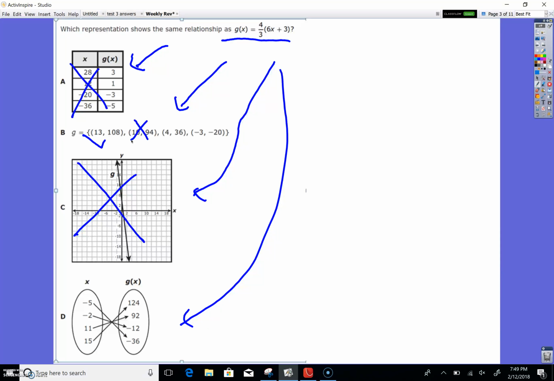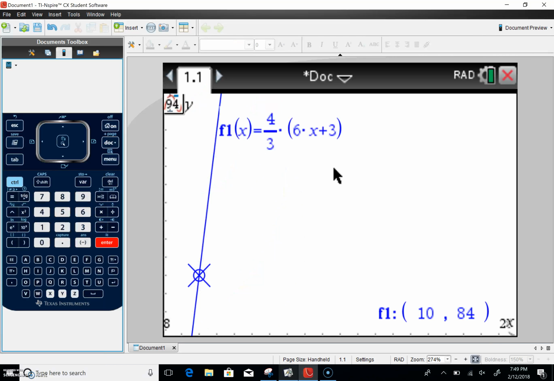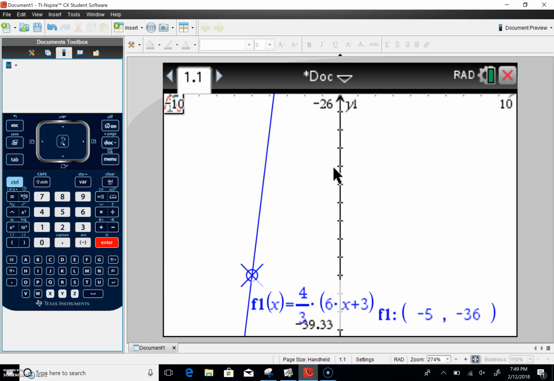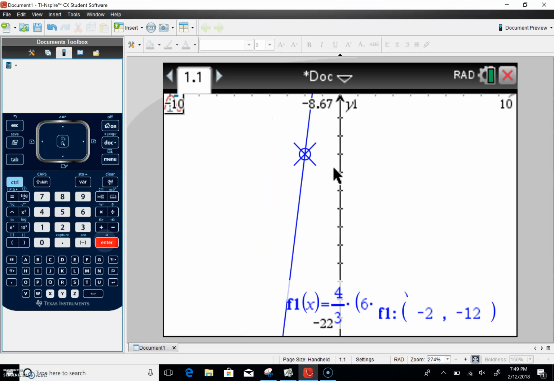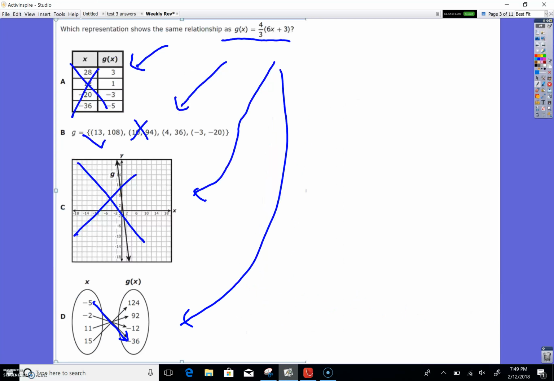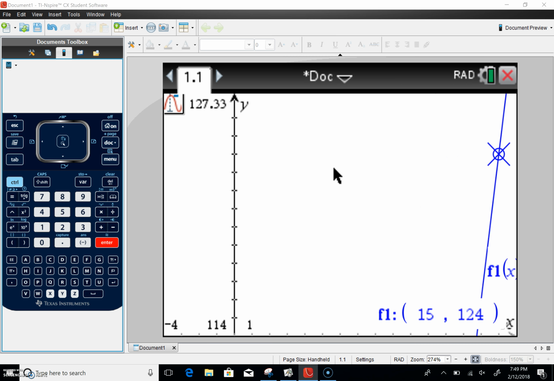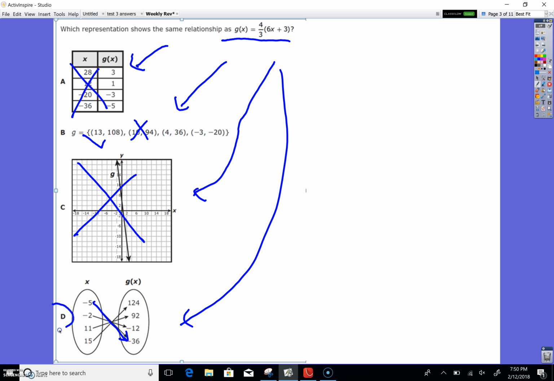Okay, so we know that one's wrong, so this one should be right. Negative 5 should get us negative 36. Negative 5, enter. See, negative 5 gets us negative 36, which is good. Negative 2 should get us negative 12. Negative 2 gets us negative 12. Negative 11 should be 92, and 15 should be 124. 11, 92, and 15 is 124. So, you see that? That is correct.